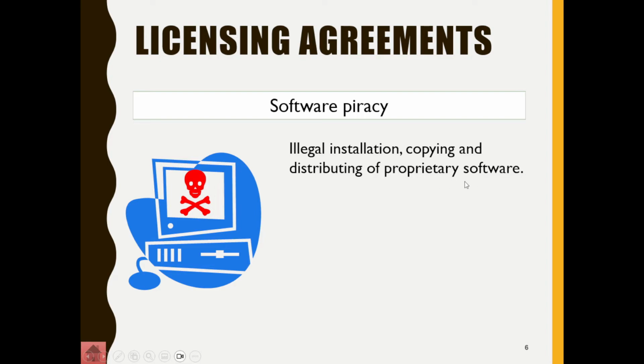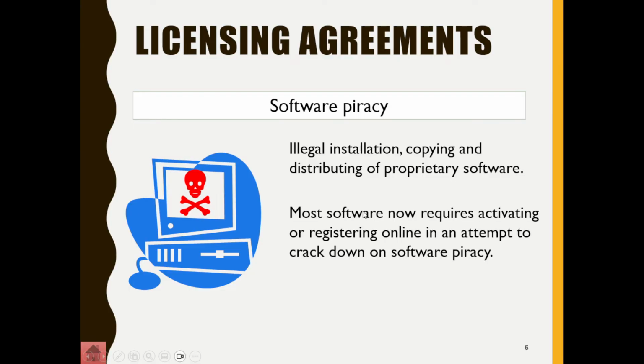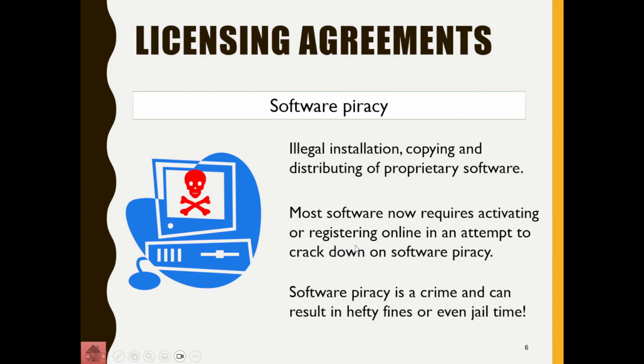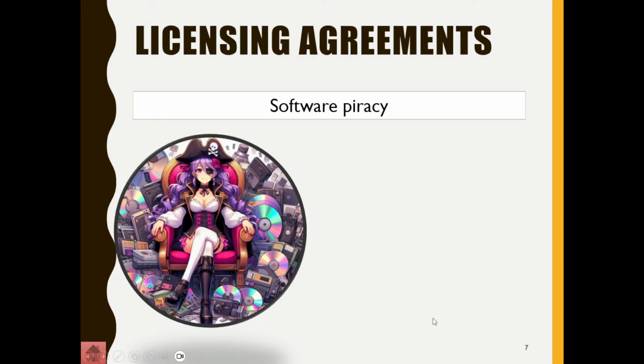Now, please remember, when we talk about proprietary software, we're talking about software that is usually bought. Okay? There's a copyright on it. You have to actually buy the software. So when you get a copy of it, let's say from a friend, you make a copy, you distribute it, you install it, you are doing that all illegally. Okay? And you are committing software piracy. This is why most software now requires activating or registering it online in an attempt to crack down on this. And please remember that software piracy is a crime. There are fines involved, and people do go to jail for this type of thing. Okay? So please do not do that.